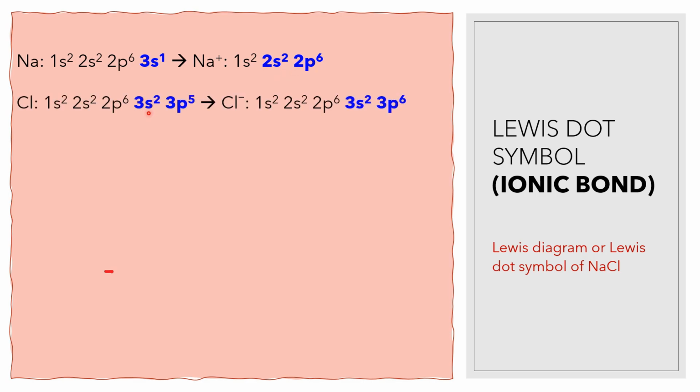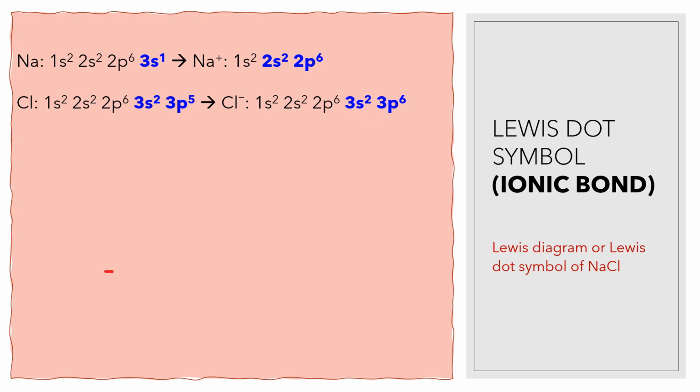Meanwhile, chlorine has 7 valence electrons. In order to achieve a stable octet configuration, the chlorine atom has to receive 1 electron from the sodium to form this valence configuration. Now, this ionic valence configuration has achieved the stability of noble gas configuration or octet configuration.